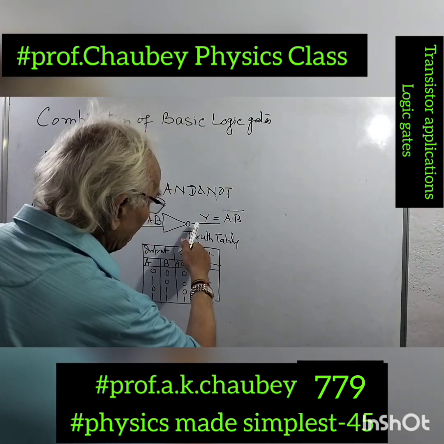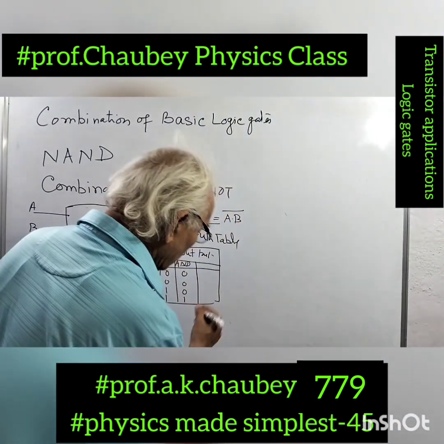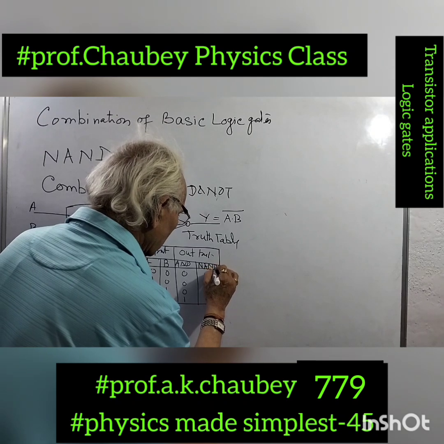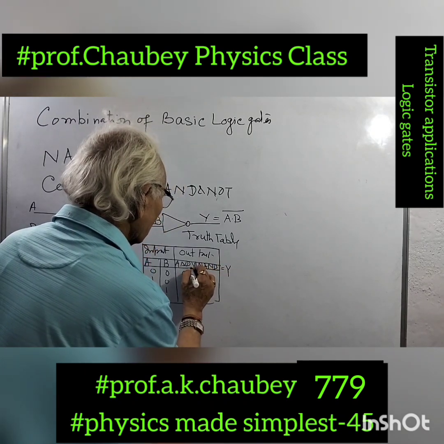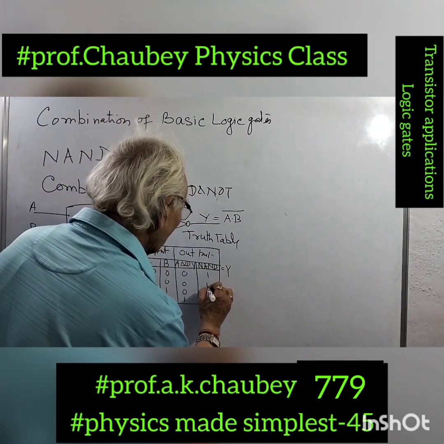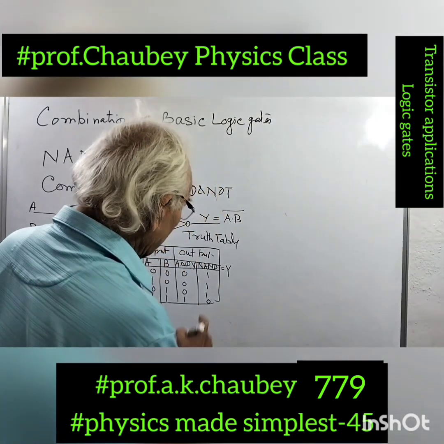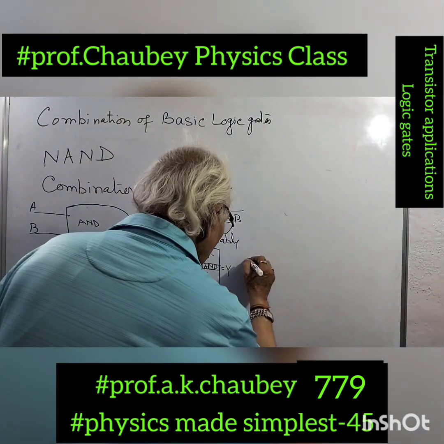Now for the AND gate we have the invert of this, which means reverse. So what will be the output? This output is the NAND gate, the Y output here. What will be the inverse of this? It means 1, 1, 1 and 0.